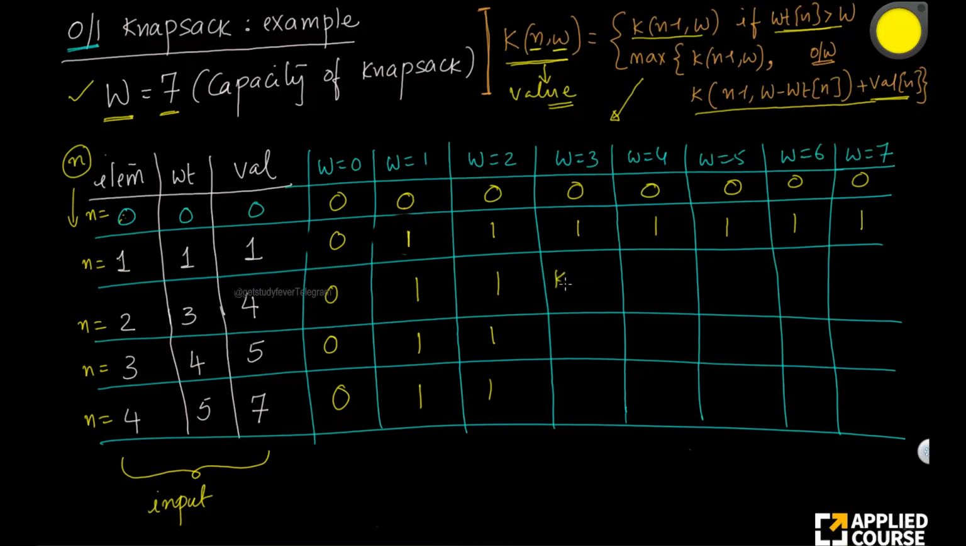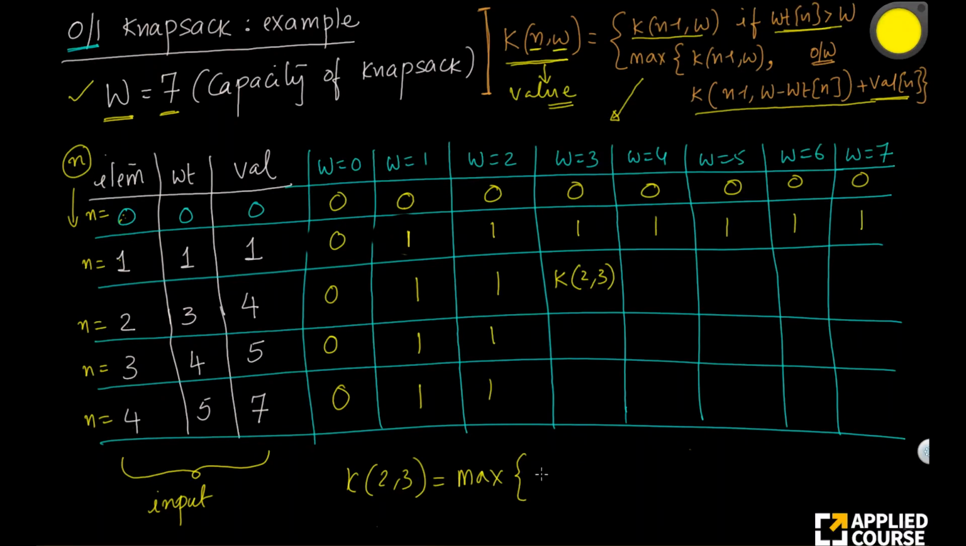What is this? This is K of n equals 2 and W equals 3. K23. What should K23 be? If you notice, the weight of this item is 3. What is the capacity of the bag? 3. So this is your WTN, and WTN is 3, which is less than or equal to the capacity of the bag. So this first condition will not be executed. It is the max condition that we'll go into.